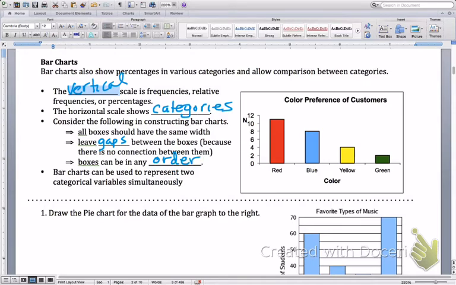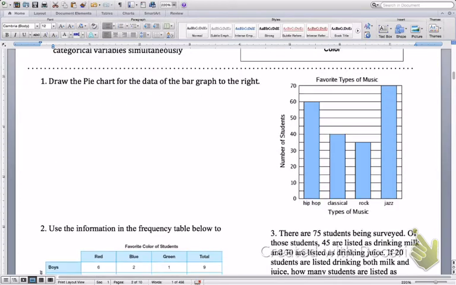Again, this is not a histogram, which is the one that has the bars that are connected to each other. This is different from a histogram where there's ranges and they're connected. And bar graphs can be used to represent two categorical variables simultaneously, and we'll see some of these in your practice as well. All right, let's go ahead and get into our examples.